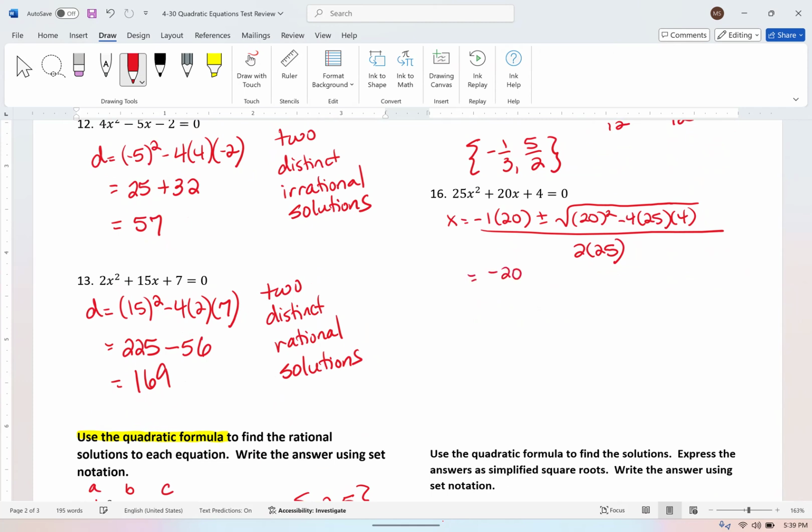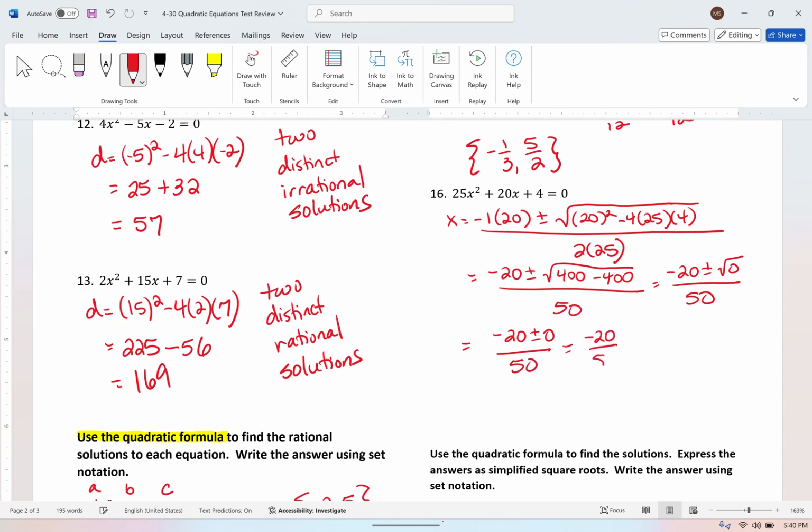So this is negative 20 plus or minus the square root of 400 minus 4 times 25 times 4 is 400 also over 50. So this is negative 20 plus or minus the square root of 0. And the square root of 0 is 0. So whether you add 0 or subtract 0, you're going to get the same number. It's negative 20. And then negative 20 over 50 reduces to negative 2/5. So there is only one real solution here, and that is negative 2/5.